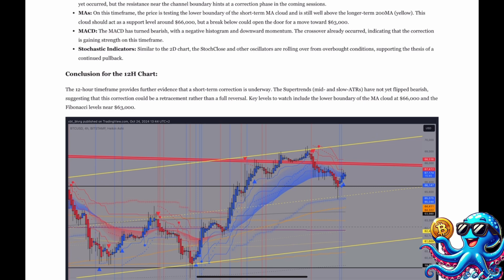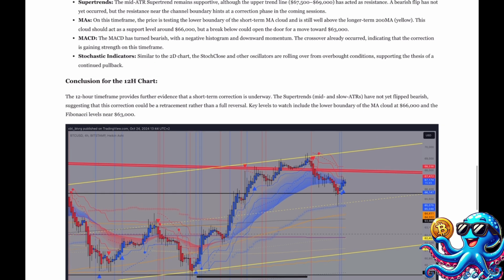Conclusion for the 12H chart. The 12-hour timeframe provides further evidence that a short-term correction is underway. The supertrends, mid and slow ATRs, have not yet flipped bearish, suggesting that this correction could be a retracement rather than a full reversal. Key levels to watch include the lower boundary of the MA cloud at $66,000 and the Fibonacci levels near $63,000.